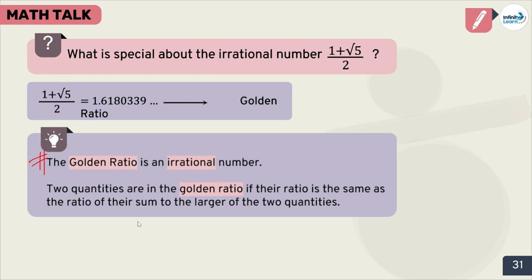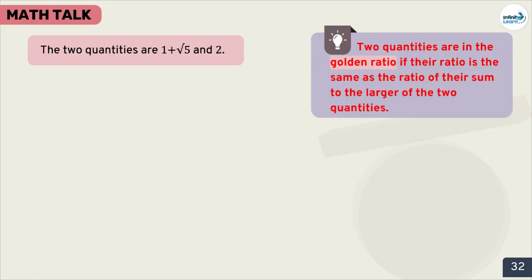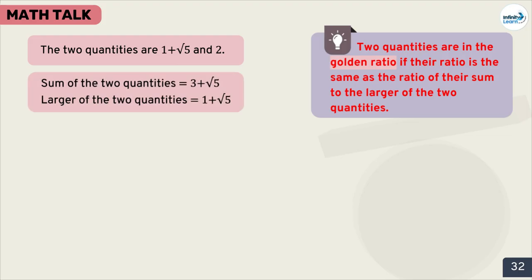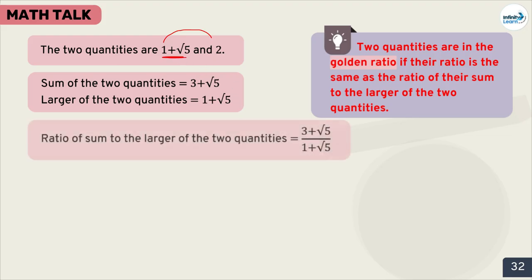What is the meaning of this? Two quantities are said to be in golden ratio if their ratio is same as the ratio of their sum to the larger of the two quantities. ठीक है, कैसे? Let us see. समझो इसको. What is written? Sum of two quantities. इन दोनों का sum करेंगे. 1 plus 2 is 3 plus root 5. Larger of two quantities. दोनों में से बड़ा कौन है? 1 plus root 5. So the ratio of sum to the larger, सम और लार्जर का रेशियो, सम अपॉन लार्जर का रेशियो.